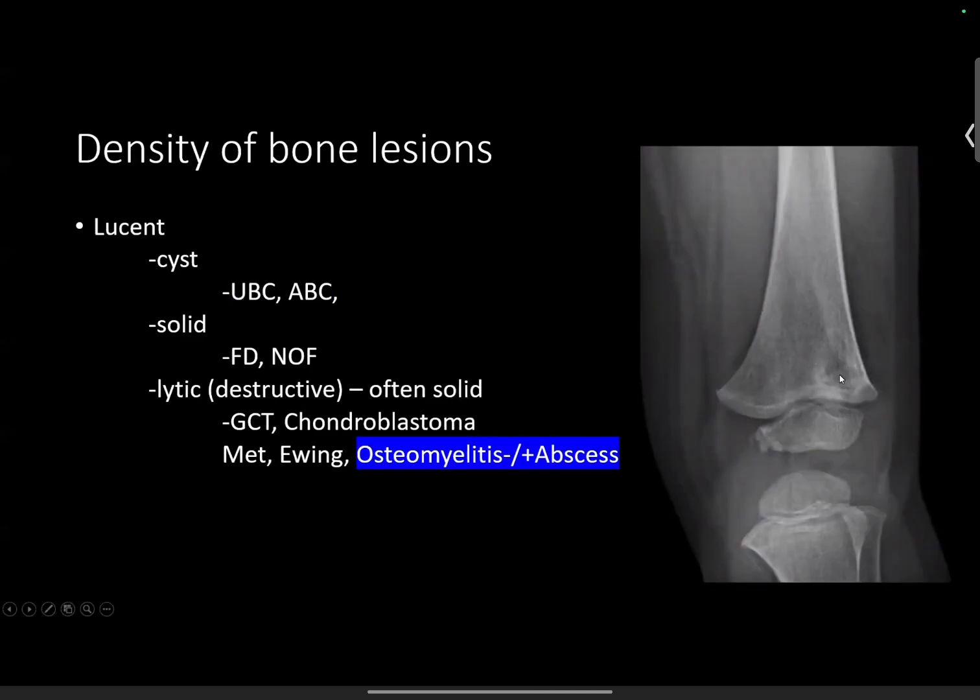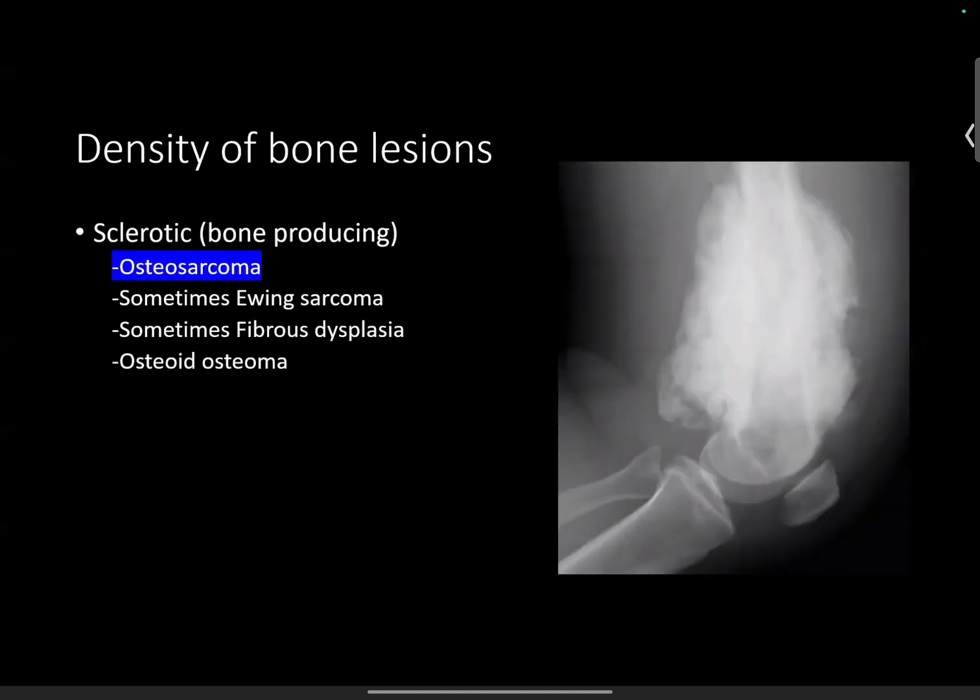If you see something in the metaphysis, remember that in pediatrics, most of our infections are blood-borne, meaning it's hematogenous spread. You see a lucent lesion with a fading sclerotic rim, and this was osteomyelitis with a developing Brodie's abscess. Density of bone lesions, sclerotic. So if you see this, very obvious example of a bone-producing lesion, osteosarcoma here in the distal femur. Occasionally, Ewing sarcoma can be sclerotic, and occasionally osteosarcoma can be lytic. Sometimes fibrous dysplasia can have more sclerosis in it, and osteoid osteoma is your classic bone-producing benign lesion.